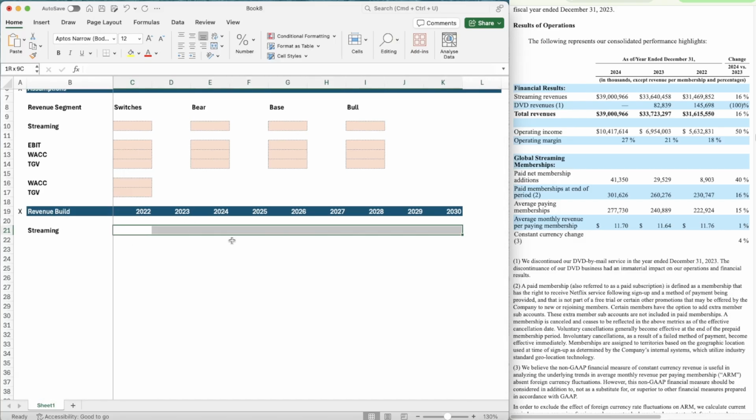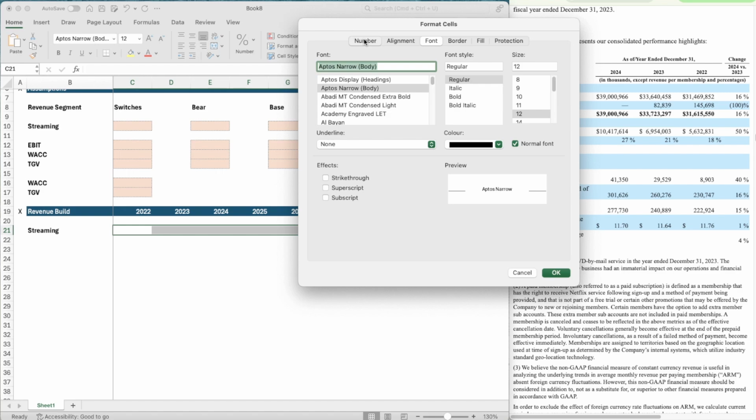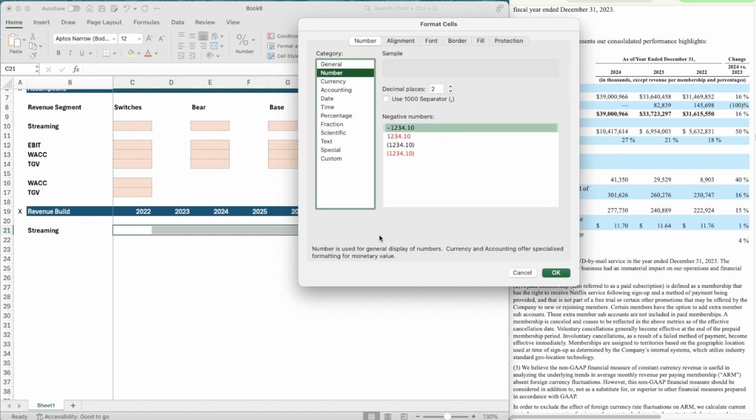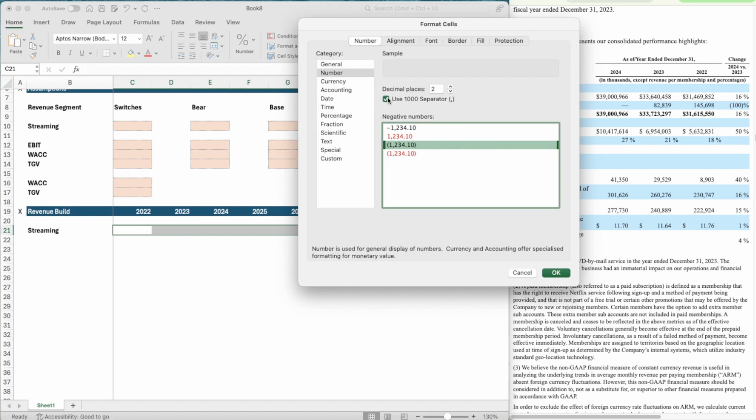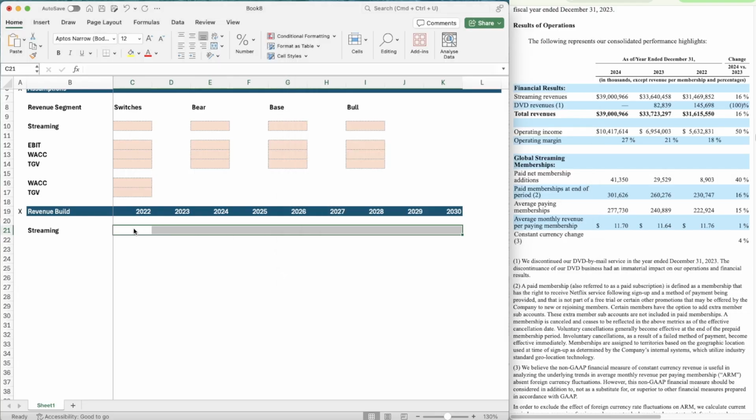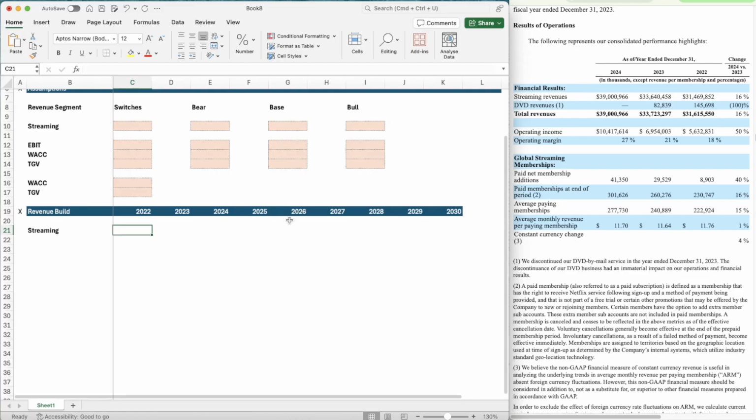Then just do some formatting on the number style. Select these cells, go number, use a square bracket for negative numbers, use a thousand separator, and go to 0 decimal places. Netflix reports these in thousands, but we're going to do the spreadsheet in millions. So this is 31,469 that we're going to put as 0.852. We're just going to do this total here for these two, because we're not going to factor in the DVD revenue because it's not relevant anymore.